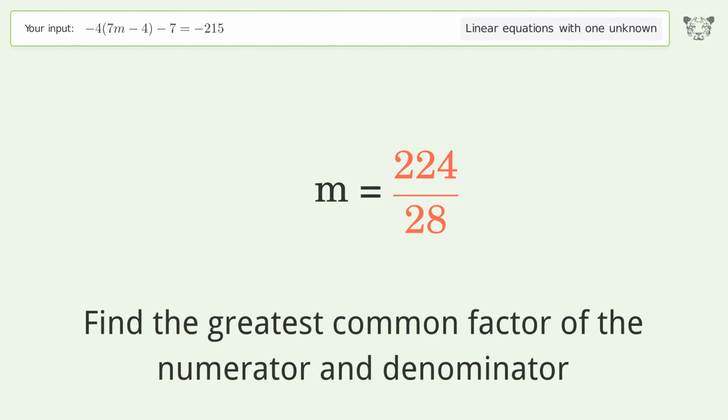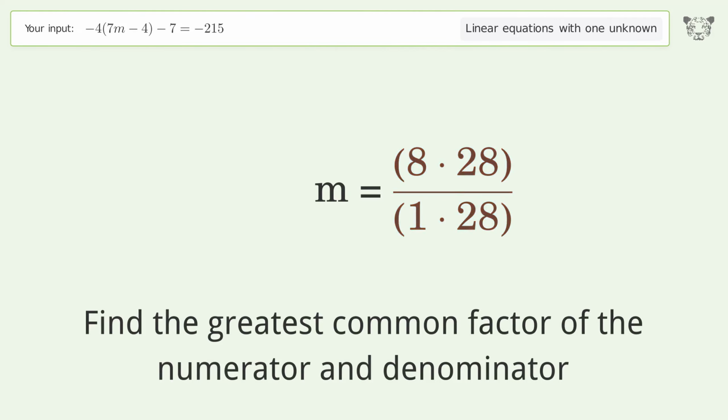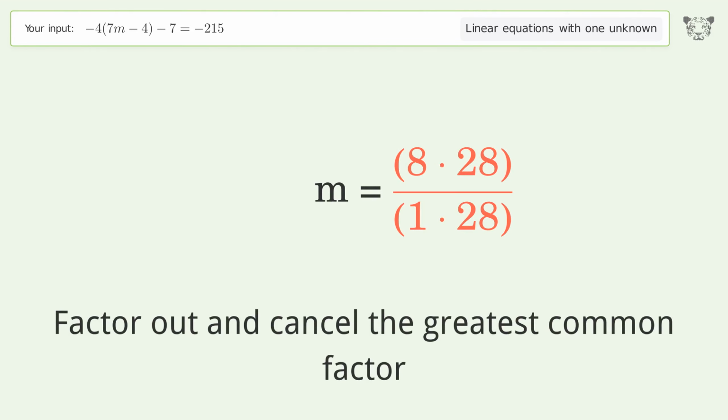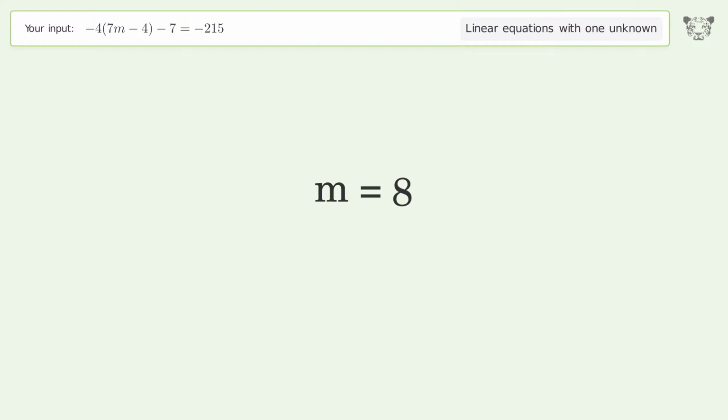Find the greatest common factor of the numerator and denominator. Factor out and cancel the greatest common factor. And so the final result is m equals 8.